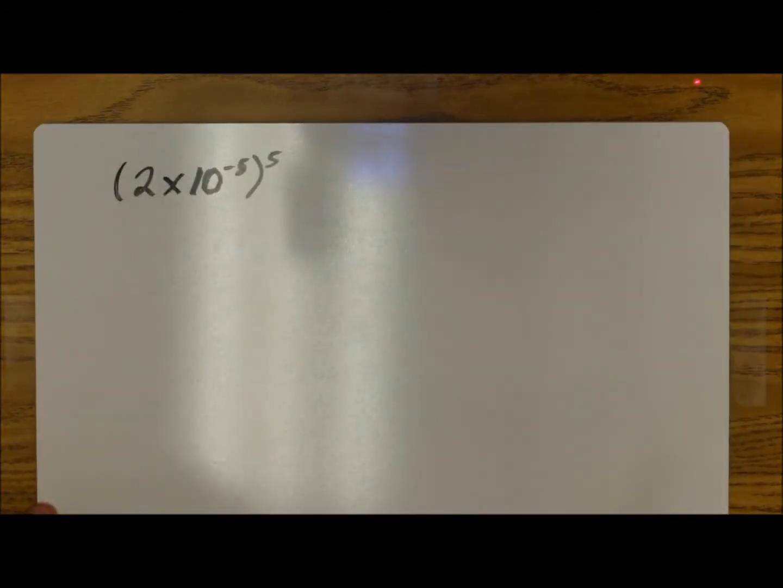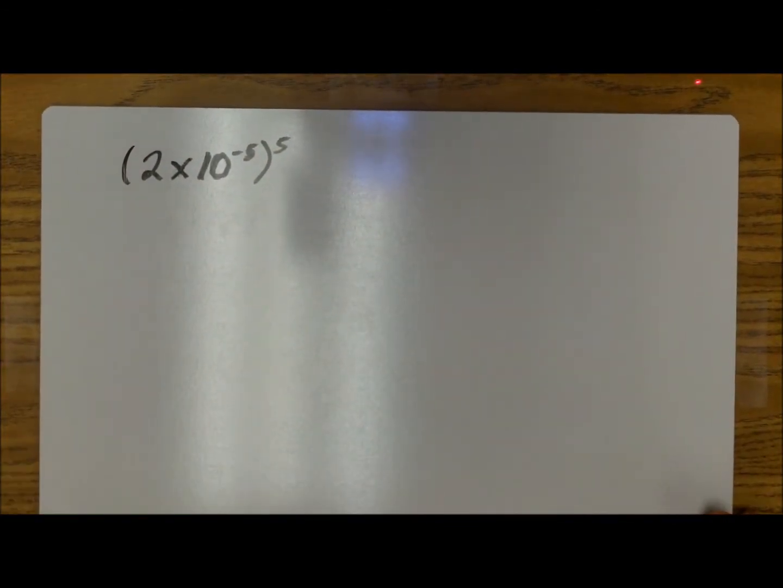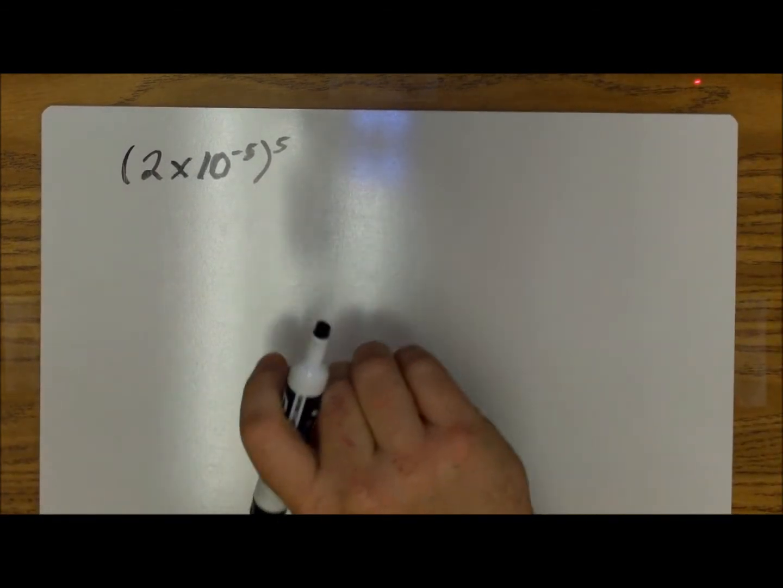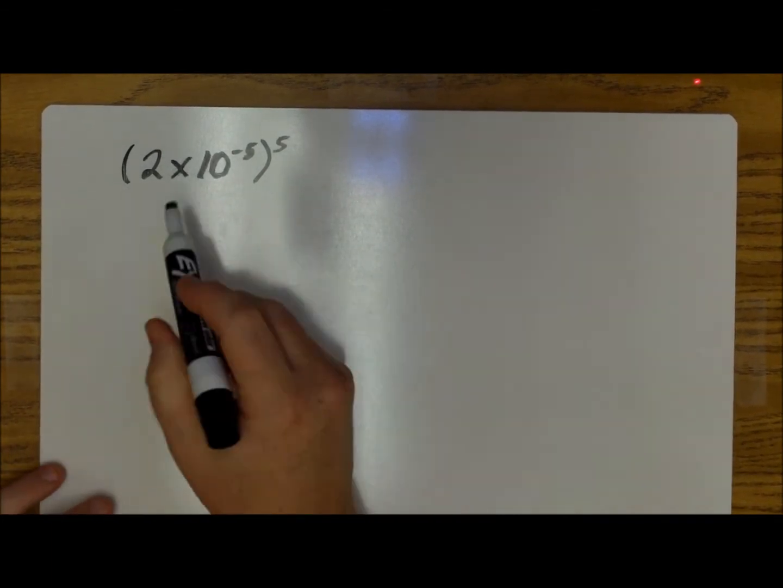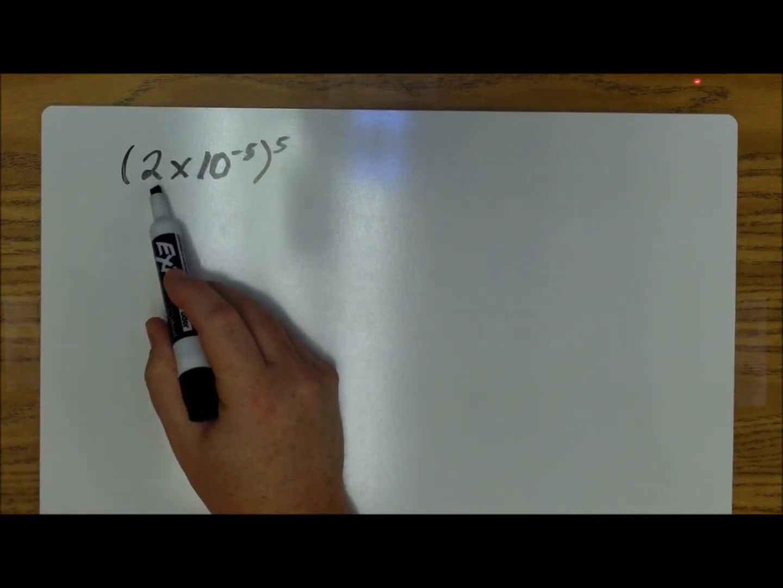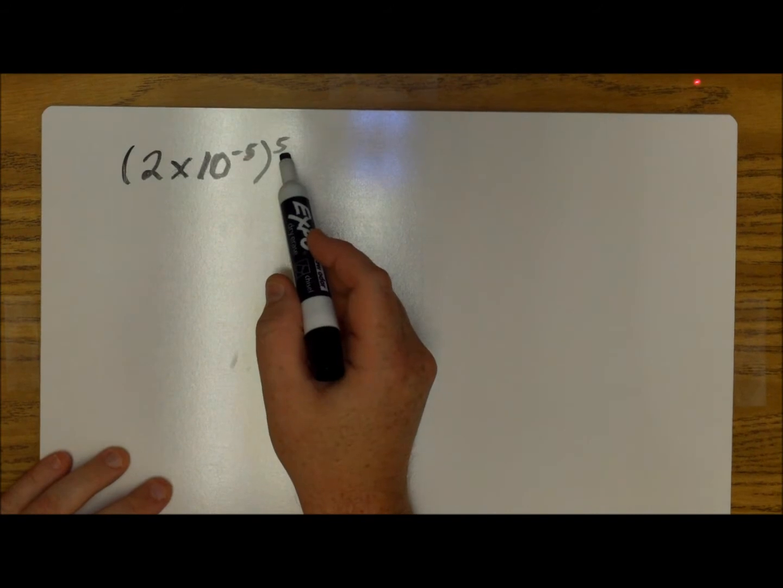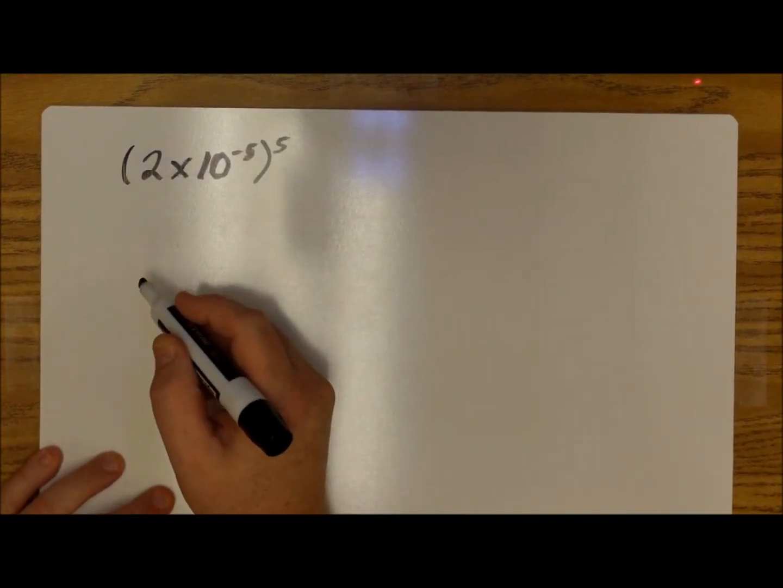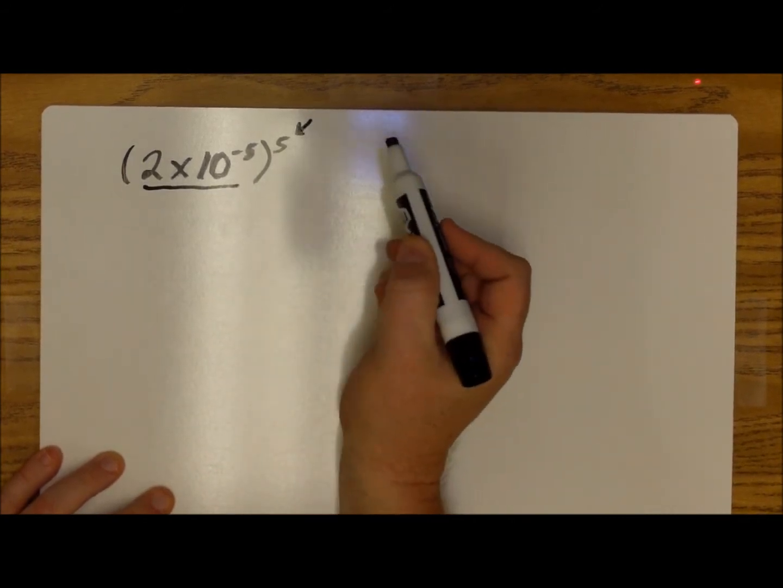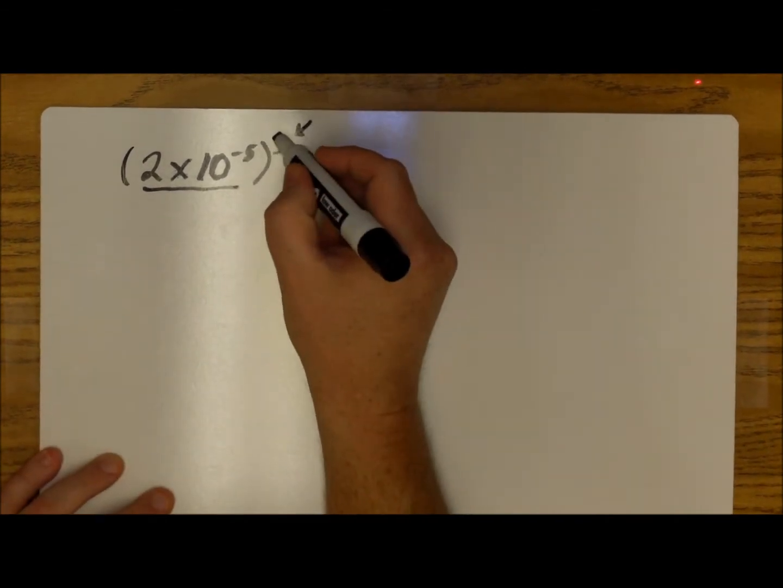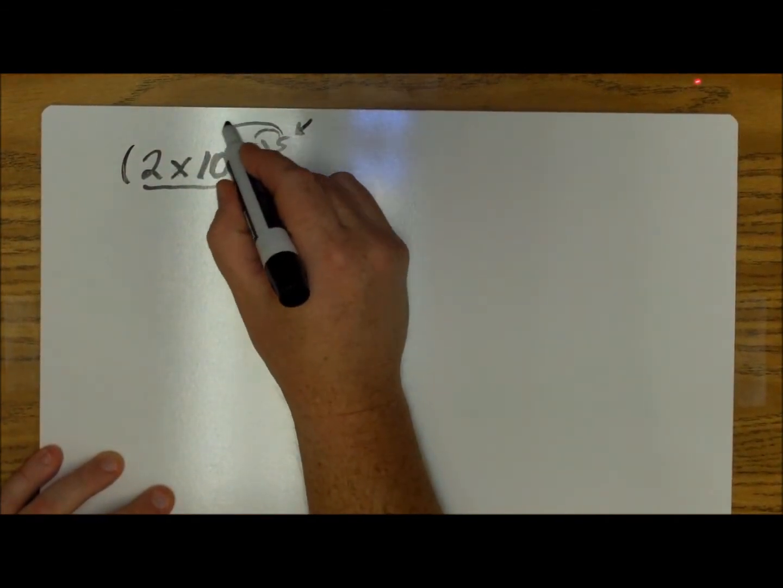Our next example involves scientific notation raised to an exponent. Now this will include our multiplication, division, power raised to a power property. Now what we have inside of scientific notation is 2 times 10 to the negative 5th power, and the whole thing is going to be raised to the 5th power, which means I want to show this number inside times itself 5 different times. The shortcut to that is to distribute our exponent to both of our numbers here.